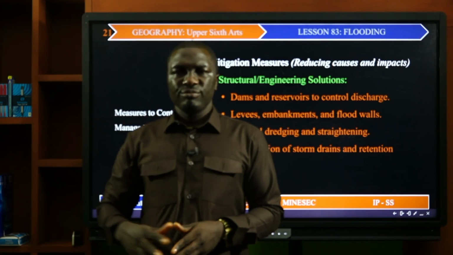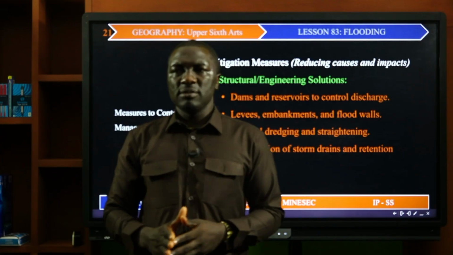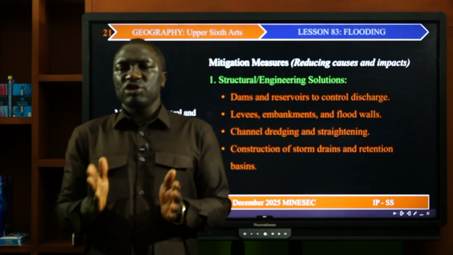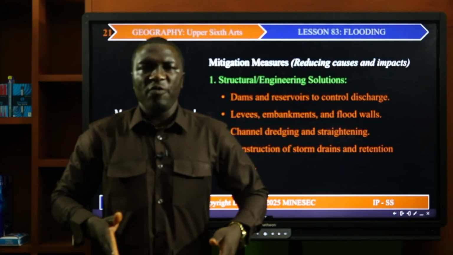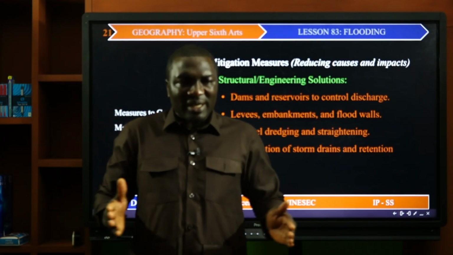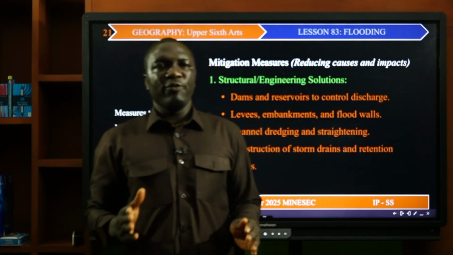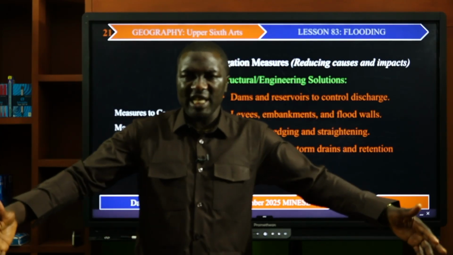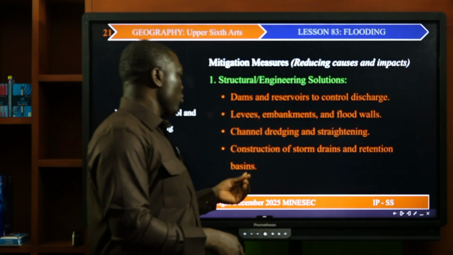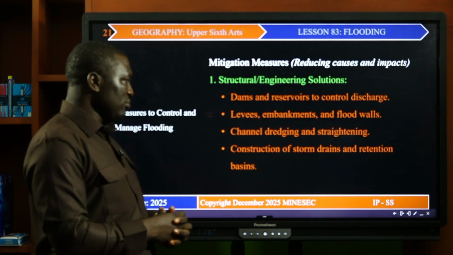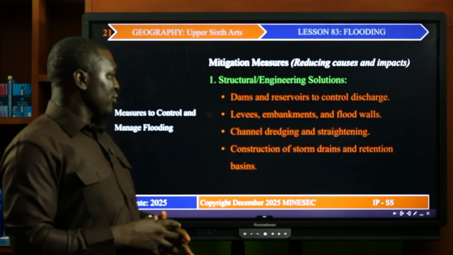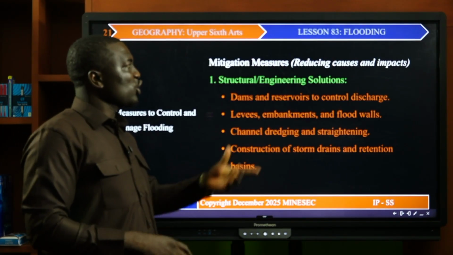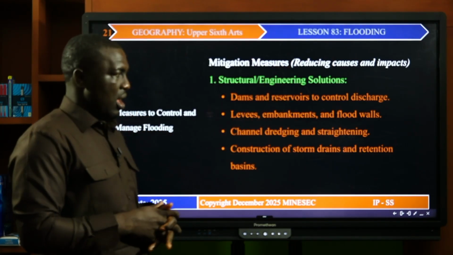Channel dredging and straightening. Most of the time, the way a river channel flows is meandering, so they straighten the bends to allow water to flow faster. Straightening the bends will equally create space, and the volume of water and the height of the water table will reduce as the space has been created to conserve more water. Construction of storm drains and retention basins is equally a measure that will reduce the causes of flood and the effects.